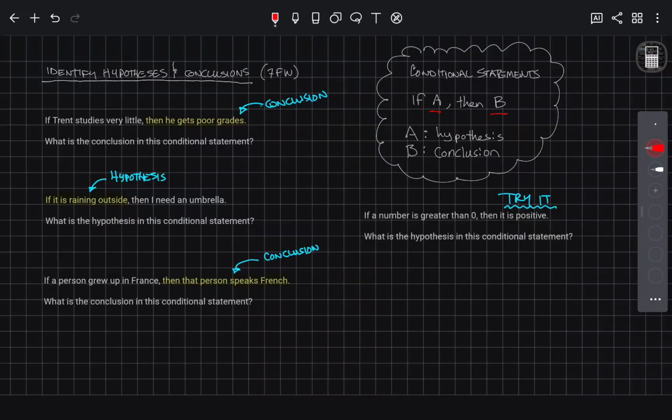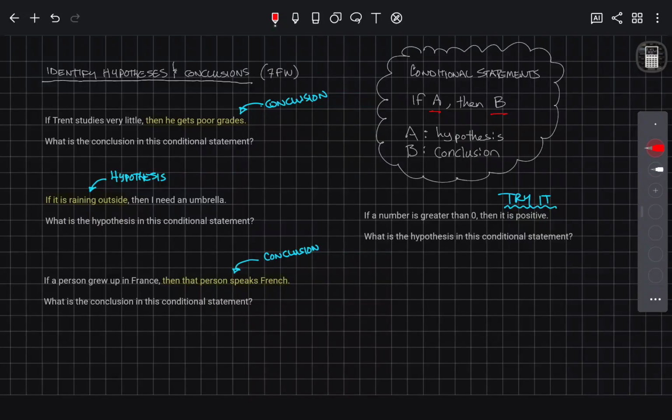If a person grew up in France, if they were to grow up in France, then that person would speak French. Most likely, that would be your hypothesis and conclusion. Based on your hypothesis, it's a logical conclusion. If you live in France, you probably speak French.